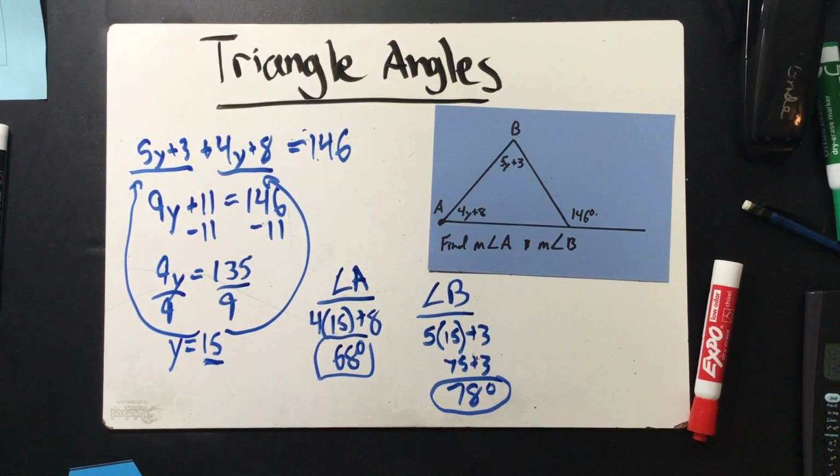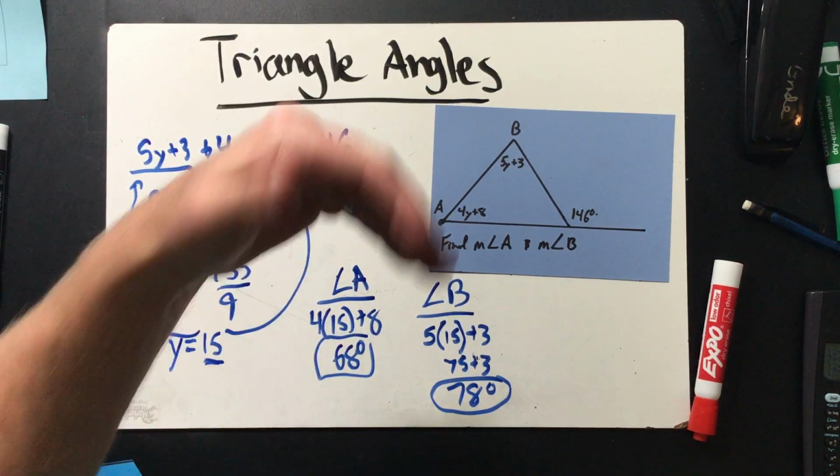And there we go. That's how we use some properties of triangles to solve for unknown angles, to set up equations, to then solve for values, and then to find angle measures.